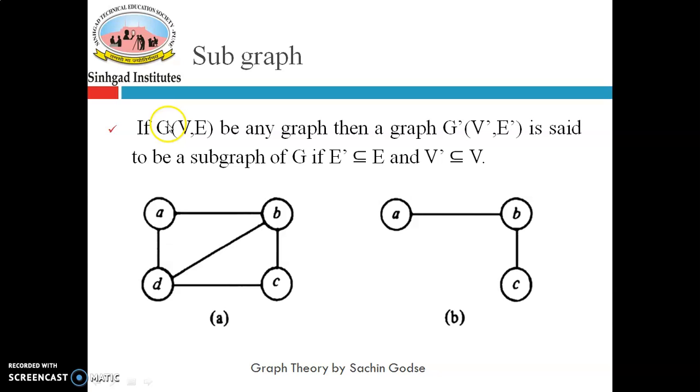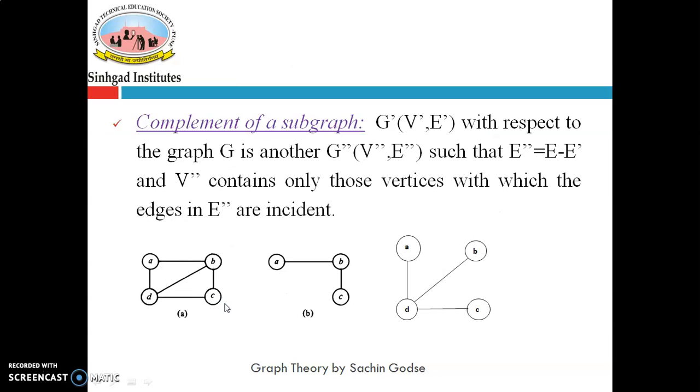Here E is the set of total edges from the original graph, and V is the total vertices from graph A. You can see that this vertex set is a subset of the vertex set of graph A, and the edge set is also a subset of the edge set of graph A. Therefore this graph B is a subgraph of graph A.